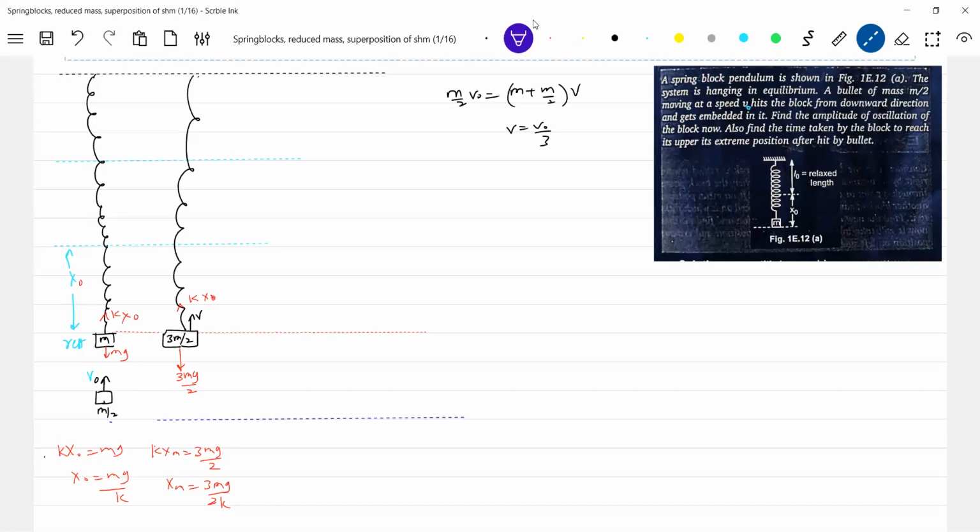Okay, sir, what is the use of that? You can understand very clearly. What is XM? XM is not the maximum. It's the new mean position. Don't get confused with maximum elongation again. Maximum elongation, it's not that one. It's the new mean position. Okay, now what is this? New mean position. We'll write it like this. This is the XM.